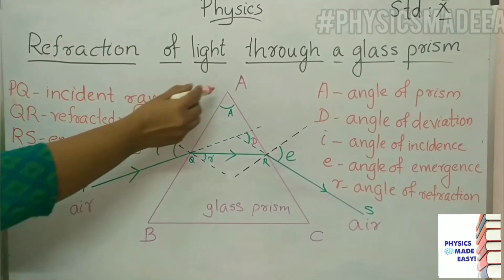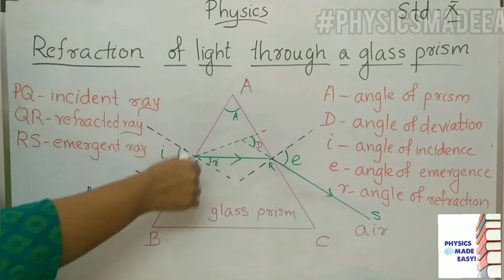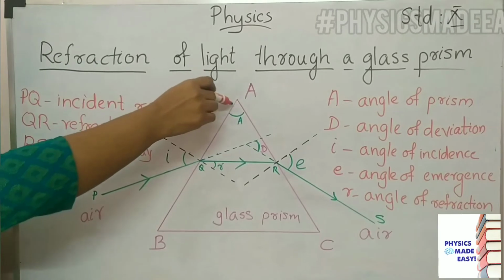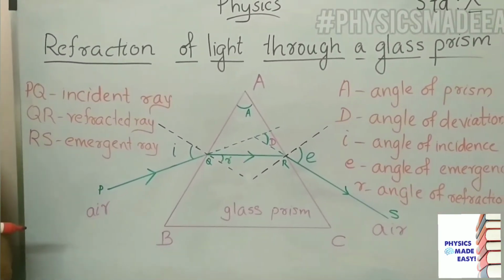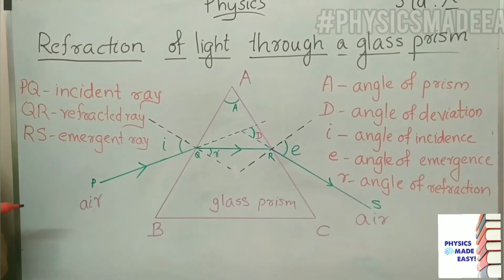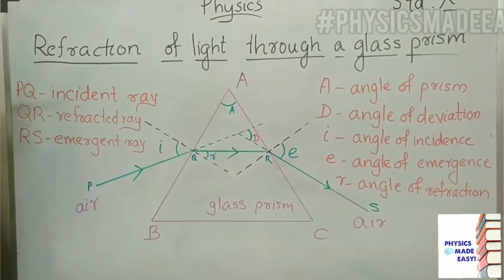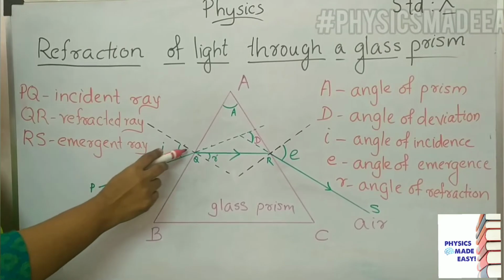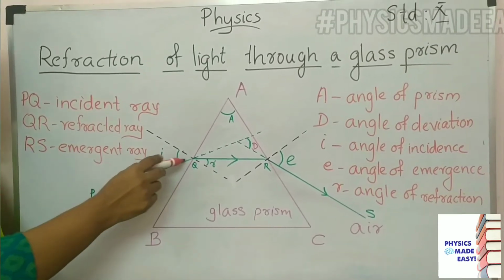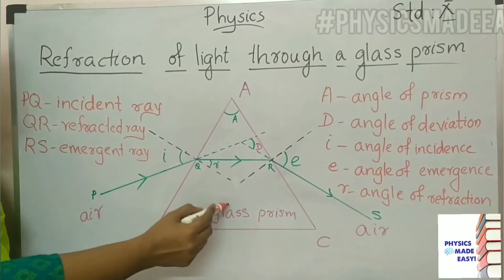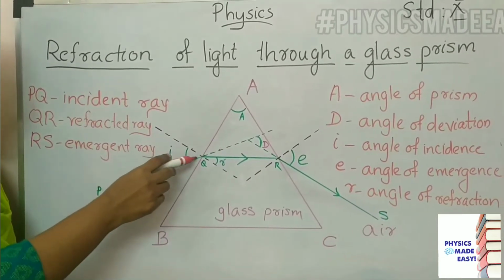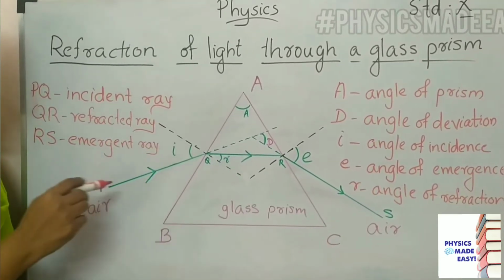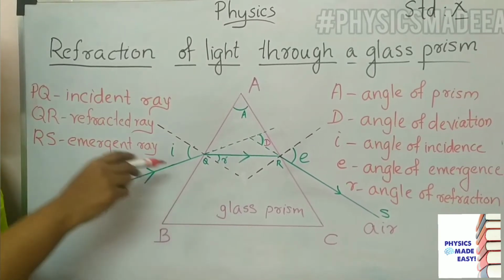Here you can see a triangle, that means the triangular base of a prism. We can take that as ABC. Here we are going to discuss what will happen to a ray of light if that is passing through this glass prism. Here you can see this is the incident ray. PQ is the incident ray. Here this is made up of glass. The ray is passing through air. That means this AB is the air glass interface.